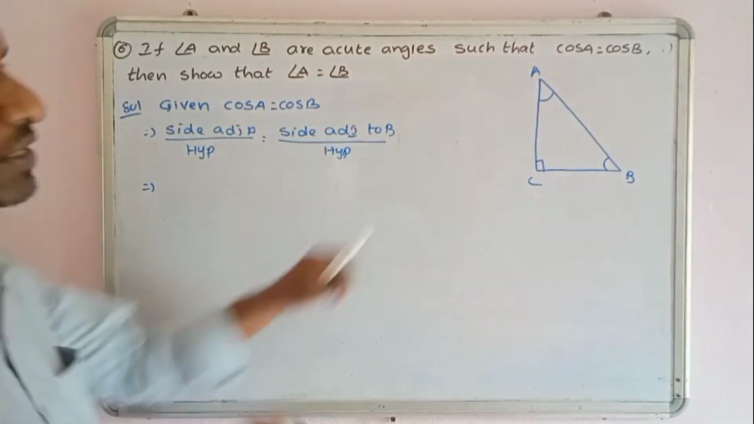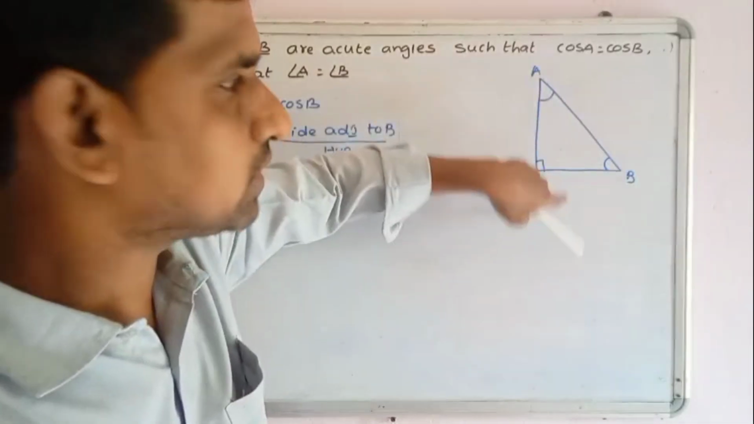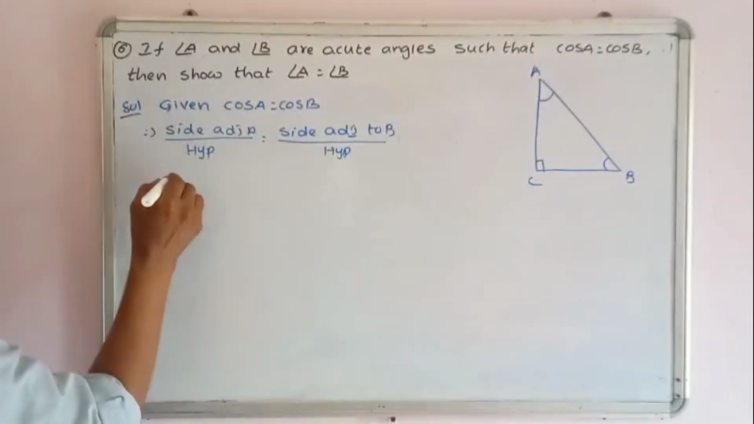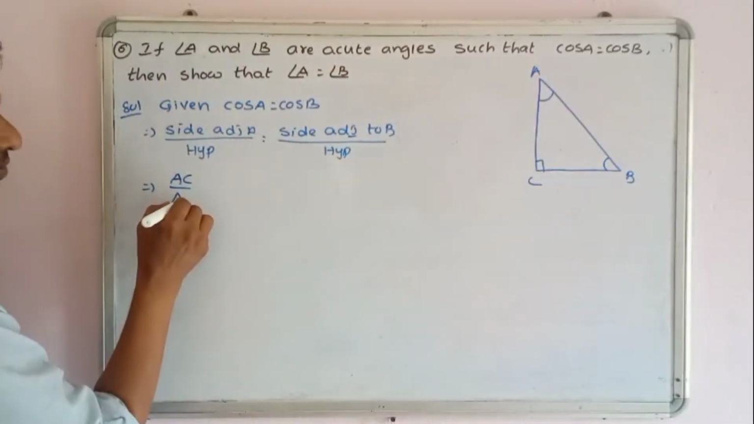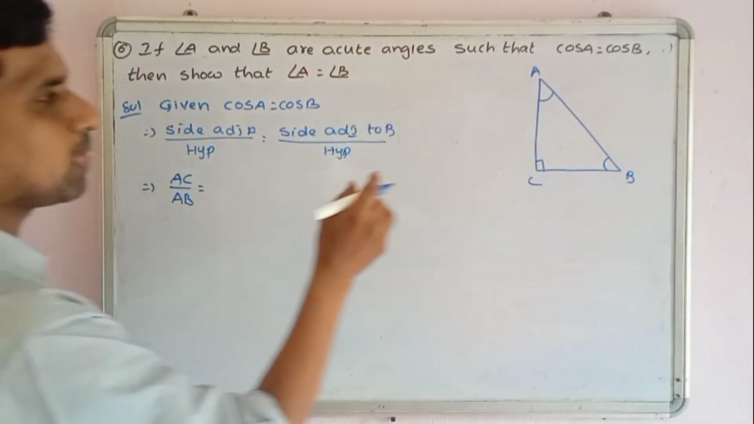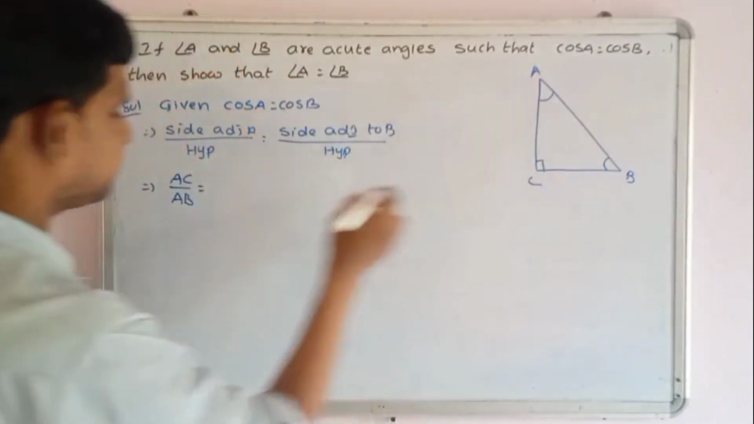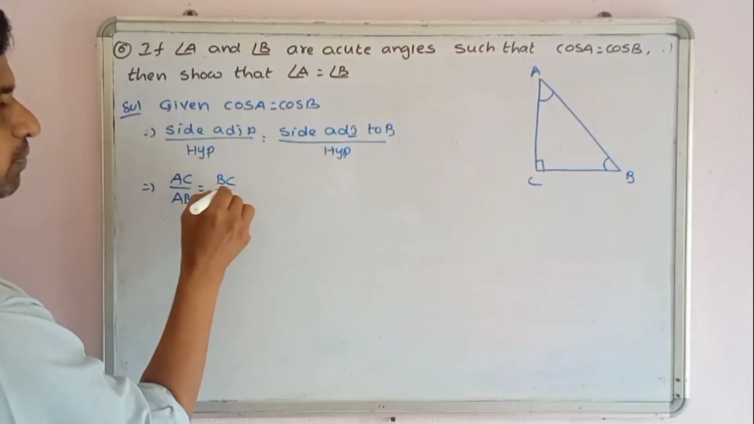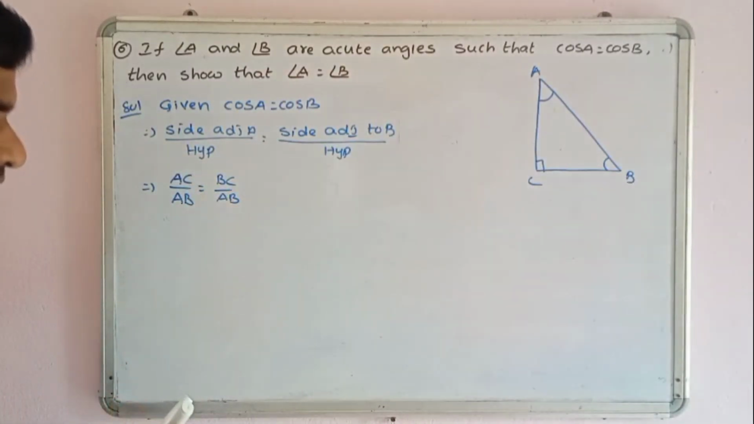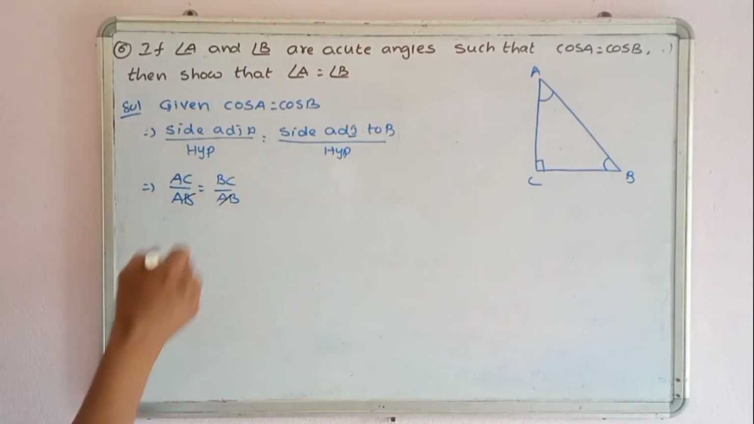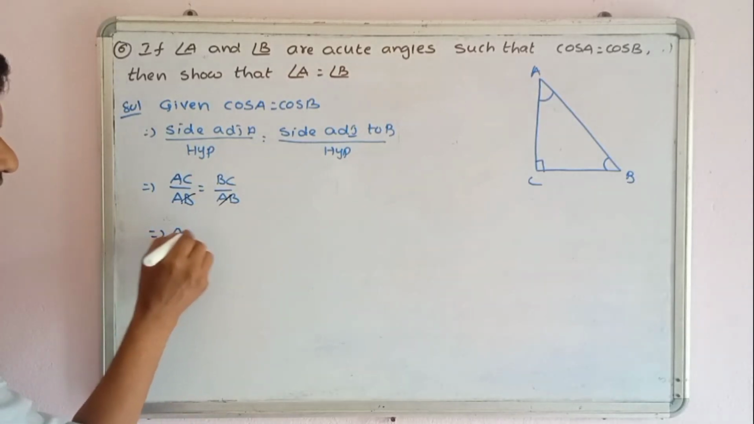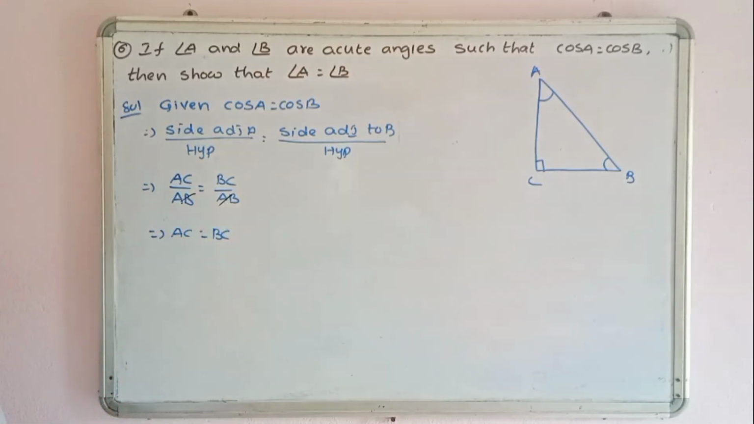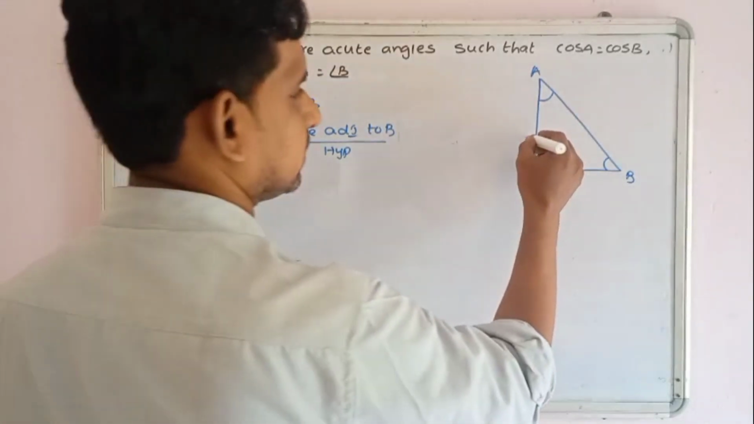Here, what is the side adjacent to A? BC is opposite, adjacent is AC. AC by hypotenuse AB equals the side adjacent to B, which is BC, by the hypotenuse AB. Now AB gets cancelled. So AC equals BC. So these two sides are equal.